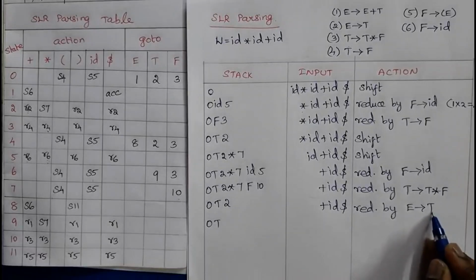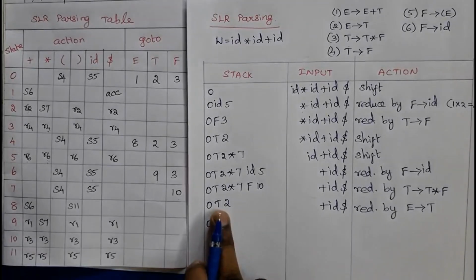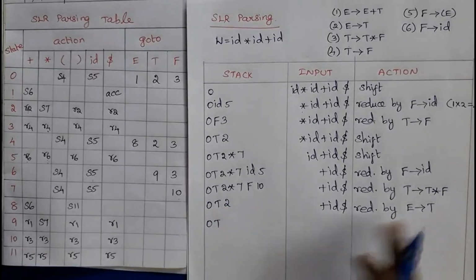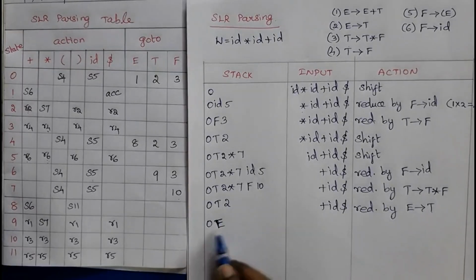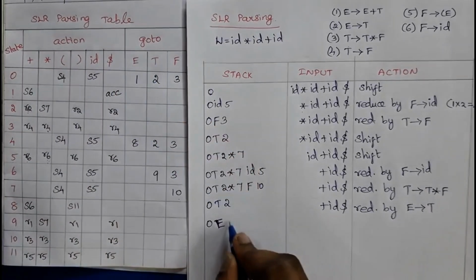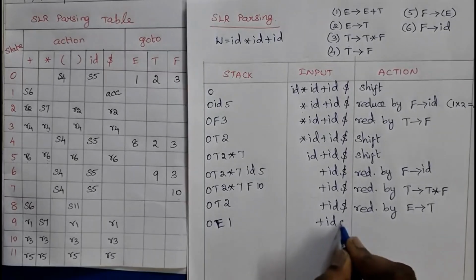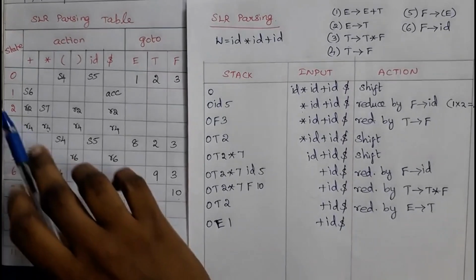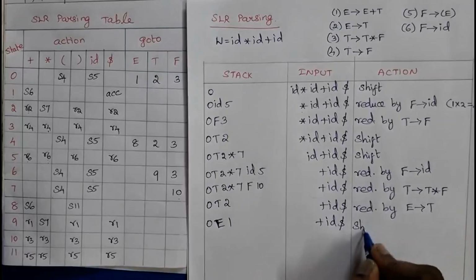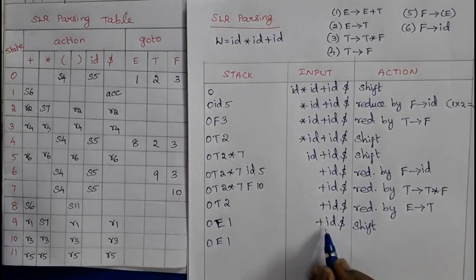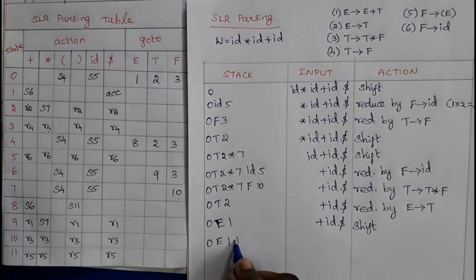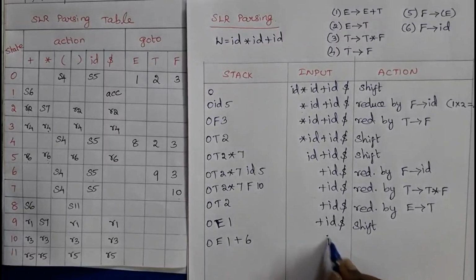So length of the right hand side is 1. So we need to pop 2 symbols from the stack. Then we need to push the E. So pop 2 symbols, push E, then 0 and E is 1. Now 1 and plus. 1 and plus is shift 6. So shift means we need to shift plus as well as 6. Then remove plus from the input buffer.